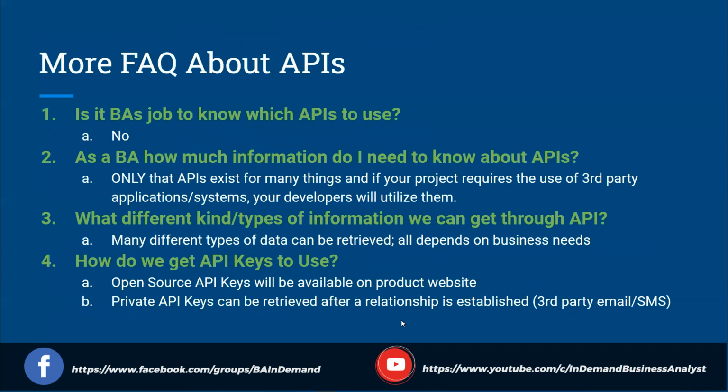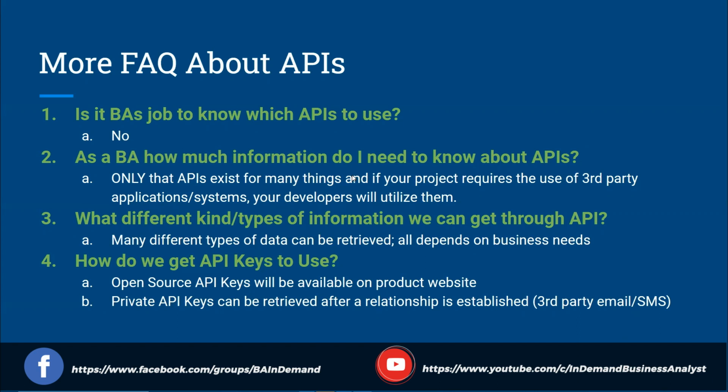Okay. And these are questions that we had from the last time, more FAQs about APIs. Is it a BA's job to know which API to use? Absolutely not. As a BA, how much information do I need to know about APIs? Only that APIs exist for many things. And if your project requires to use third-party applications or systems, your developers will utilize them. And that's all, right?